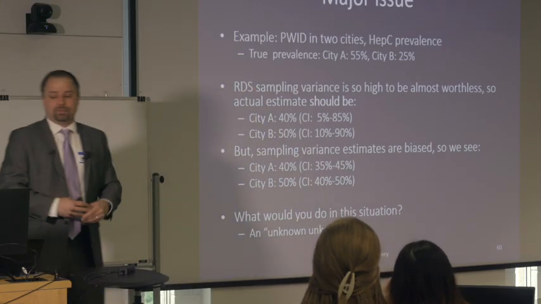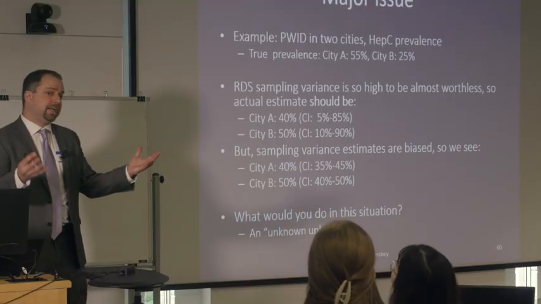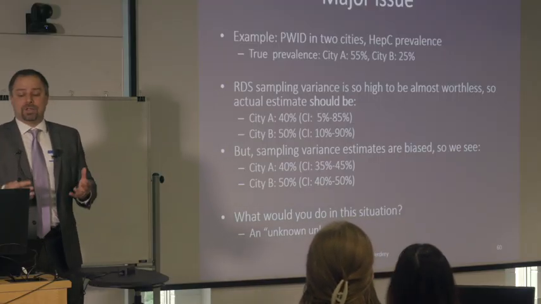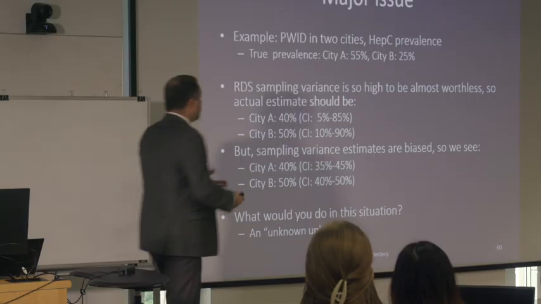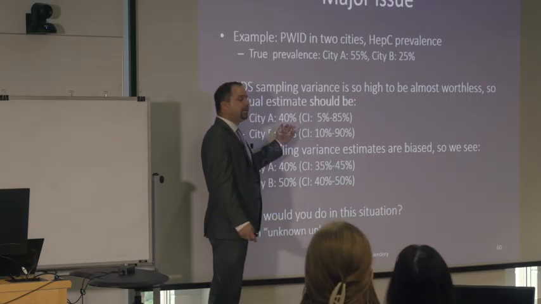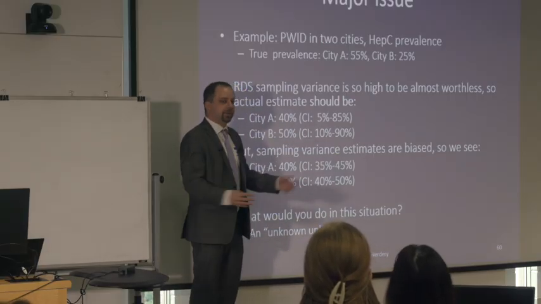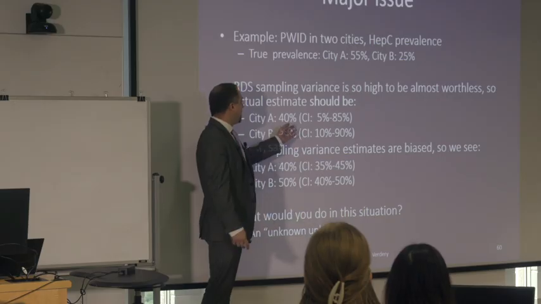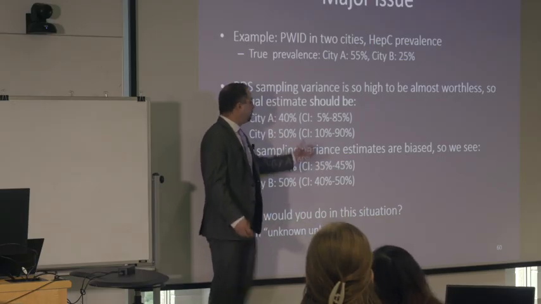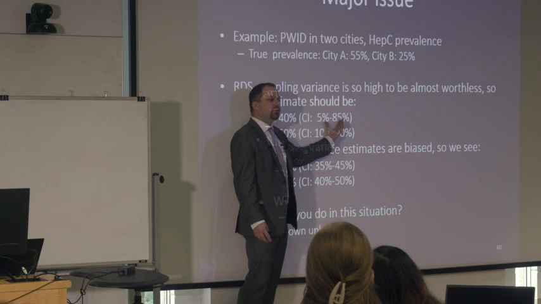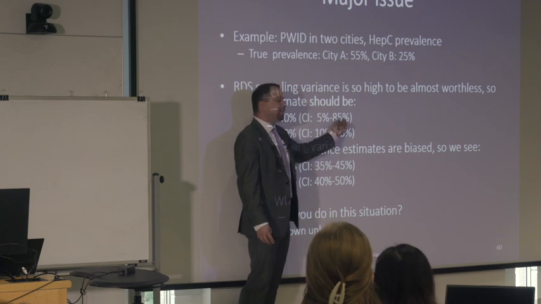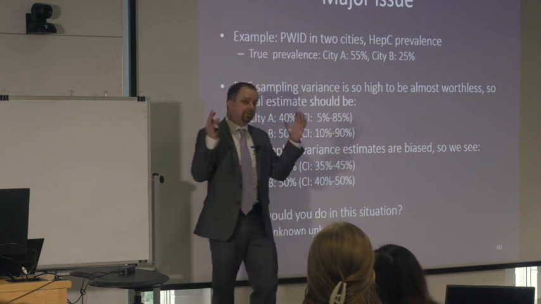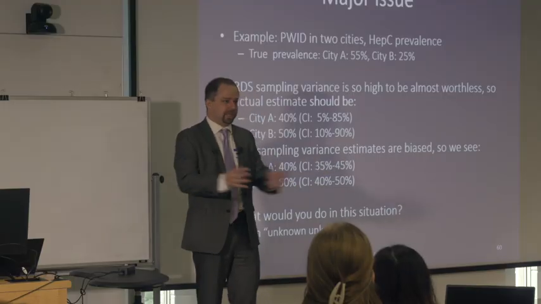RDS variance is so high that the method can sometimes be almost worthless. So you might say from the one sample that you ran, or if you were to run 1 million samples in these studies, maybe the average is 40% in one and 50% in the other, right? But the range of estimates that you should be getting is 5 to 85%, right? That should be the range of estimates if you were to run a bunch of RDS samples.